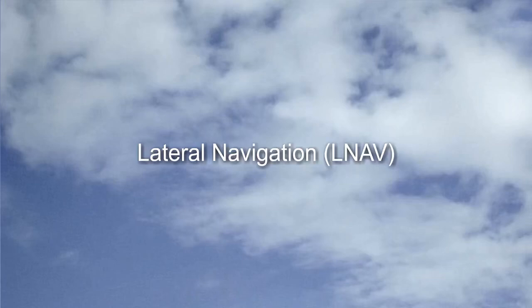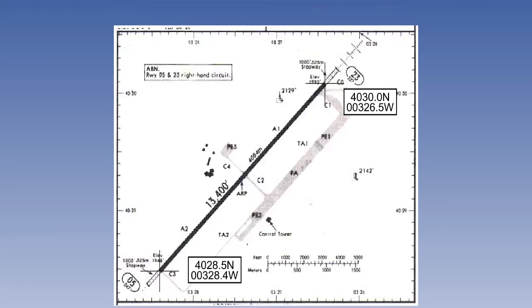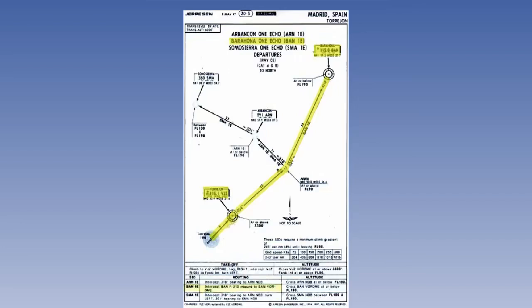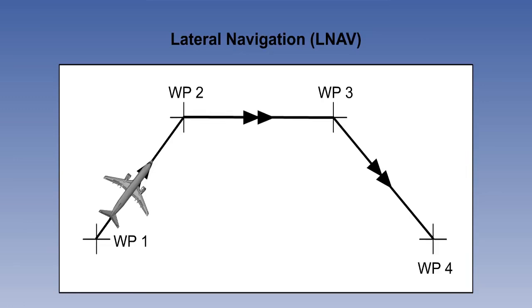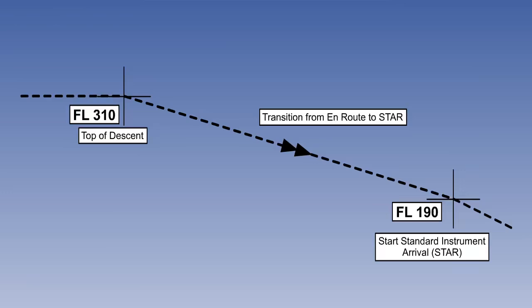FMS lateral navigation is more comprehensive than the simple waypoint-to-waypoint navigation provided by a first-generation inertial navigation system. The greater computer power available in more modern systems allows a lateral flight plan to include the following: the takeoff runway, including an update of present position on takeoff. The standard instrument departure, or SID. The transition from the end of the SID to the en route flight level. Waypoint steering en route. The transition from the top of descent to commencing the standard instrument arrival.